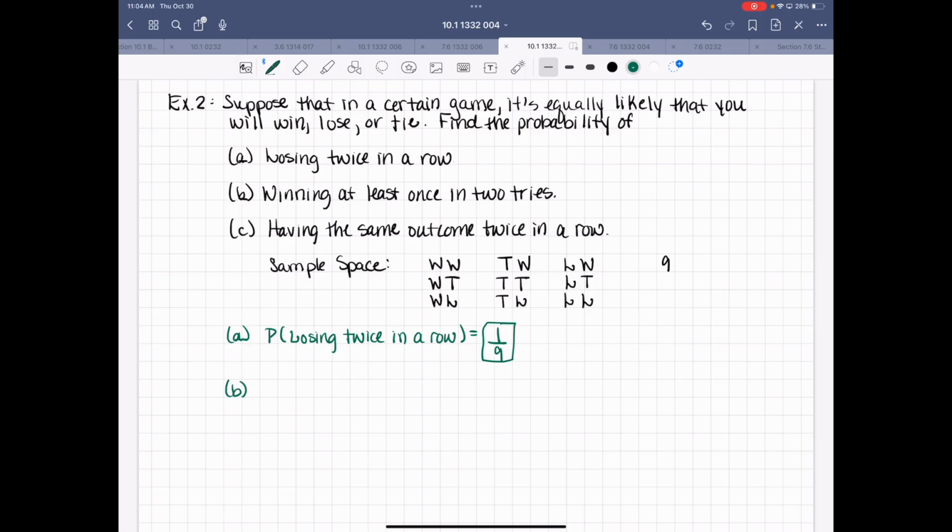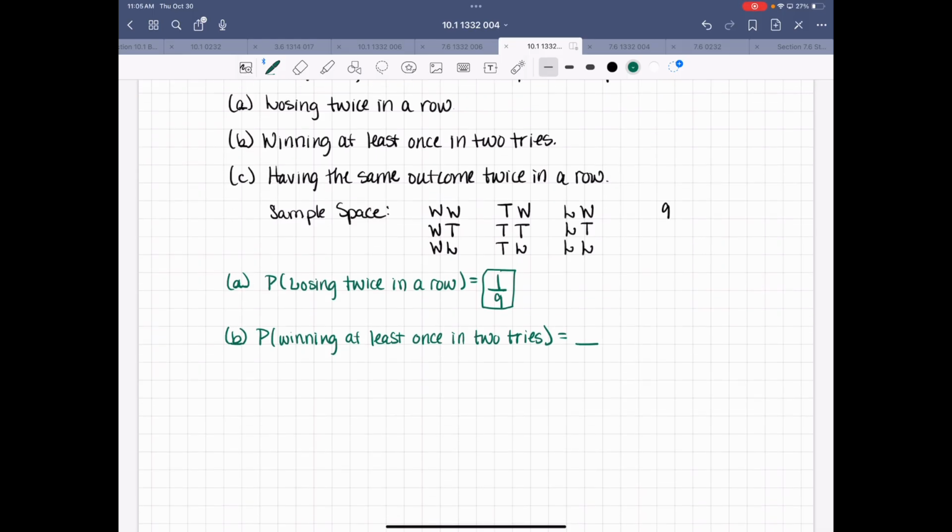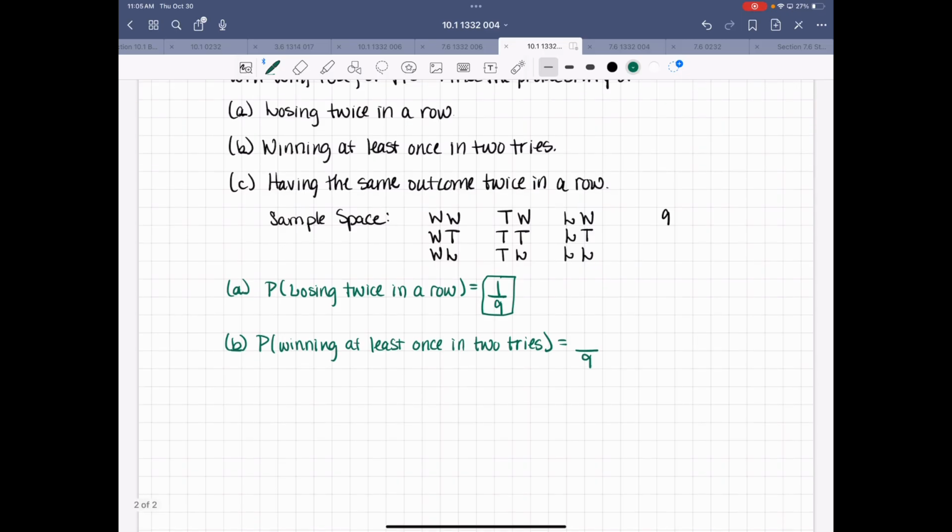Okay? B, probability of winning at least once in 2 tries. Well, there's 9 on the bottom. It's 9 total. It says at least once. So I need a scenario where I have at least 1 W. I can have 2 W's. That's 2 wins, but I need at least 1 to count it. So a win-win counts.